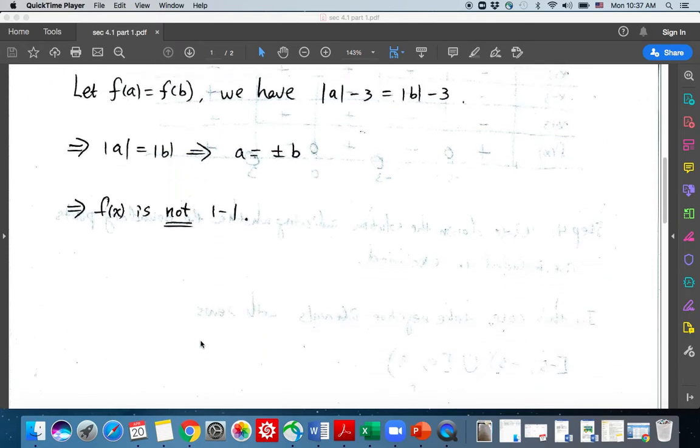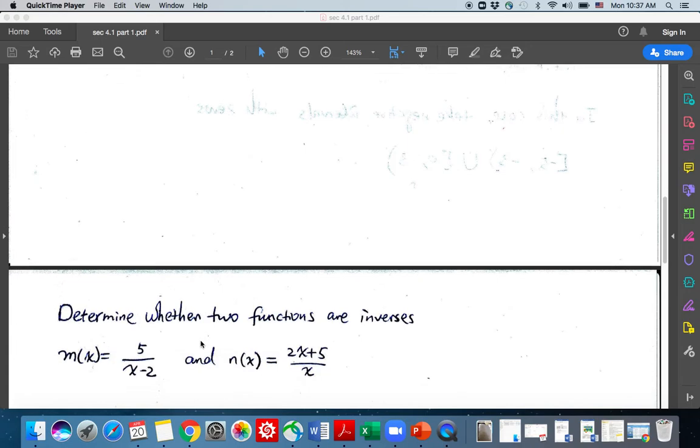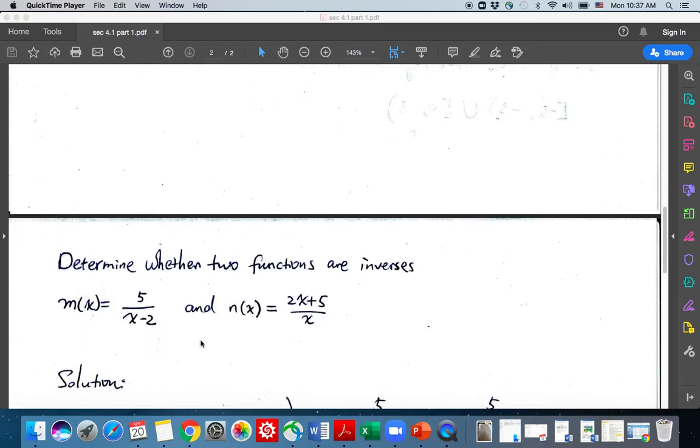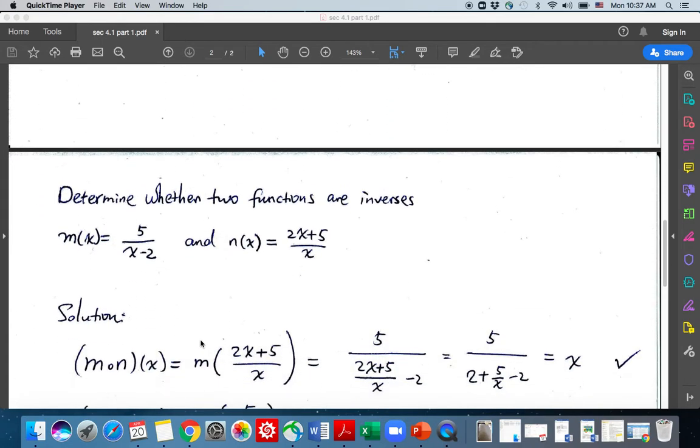So if a function is one-to-one, then the function is going to have an inverse. What do we mean by inverse? The inverse of a function means the effect is going to undo the effect of the original function. In other words, if you have two functions being inverses of each other, then their effects will cancel.